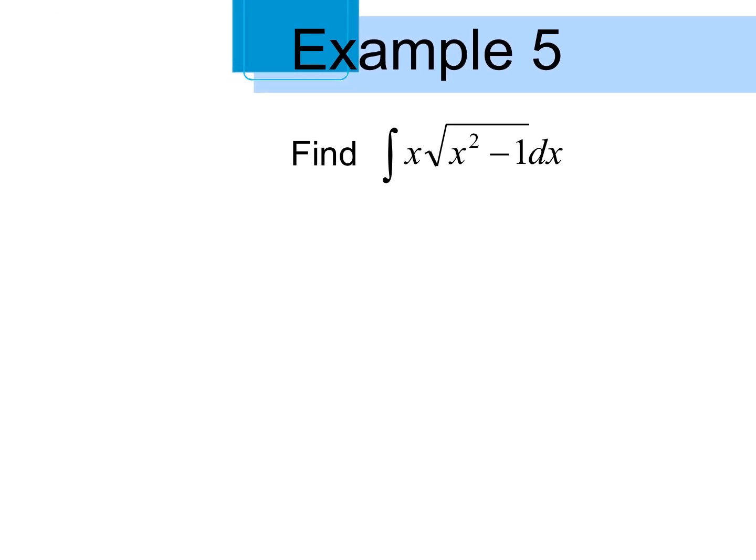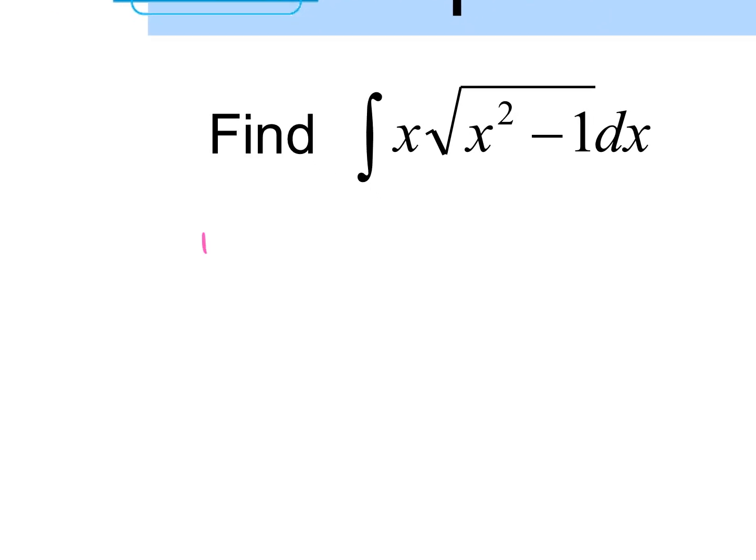Let's look at example 5. So what am I going to make u equal? x squared minus 1, perfect. It's going to equal the inside. So u equals x squared minus 1. So then the derivative of u is going to be the derivative of that. So what's the derivative of x squared minus 1? 2x dx.